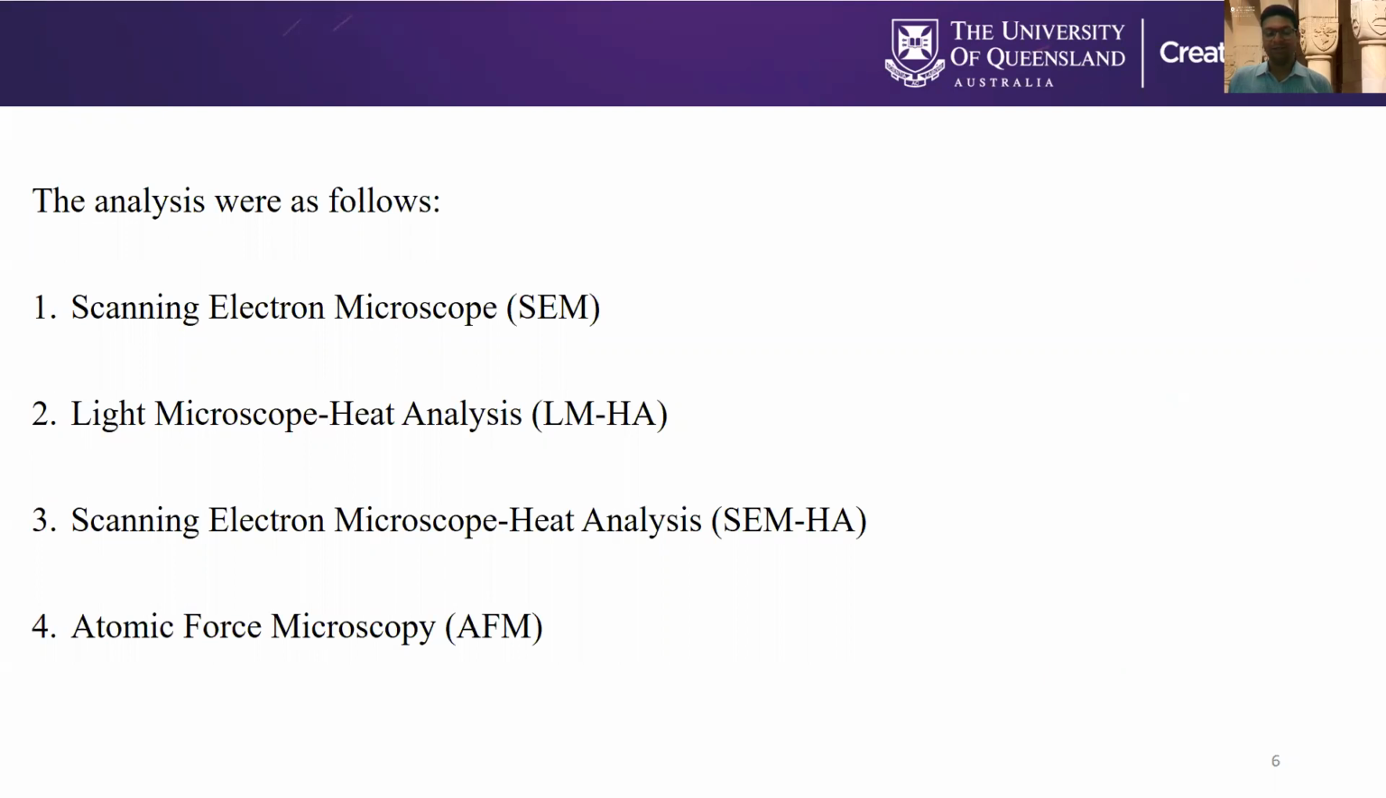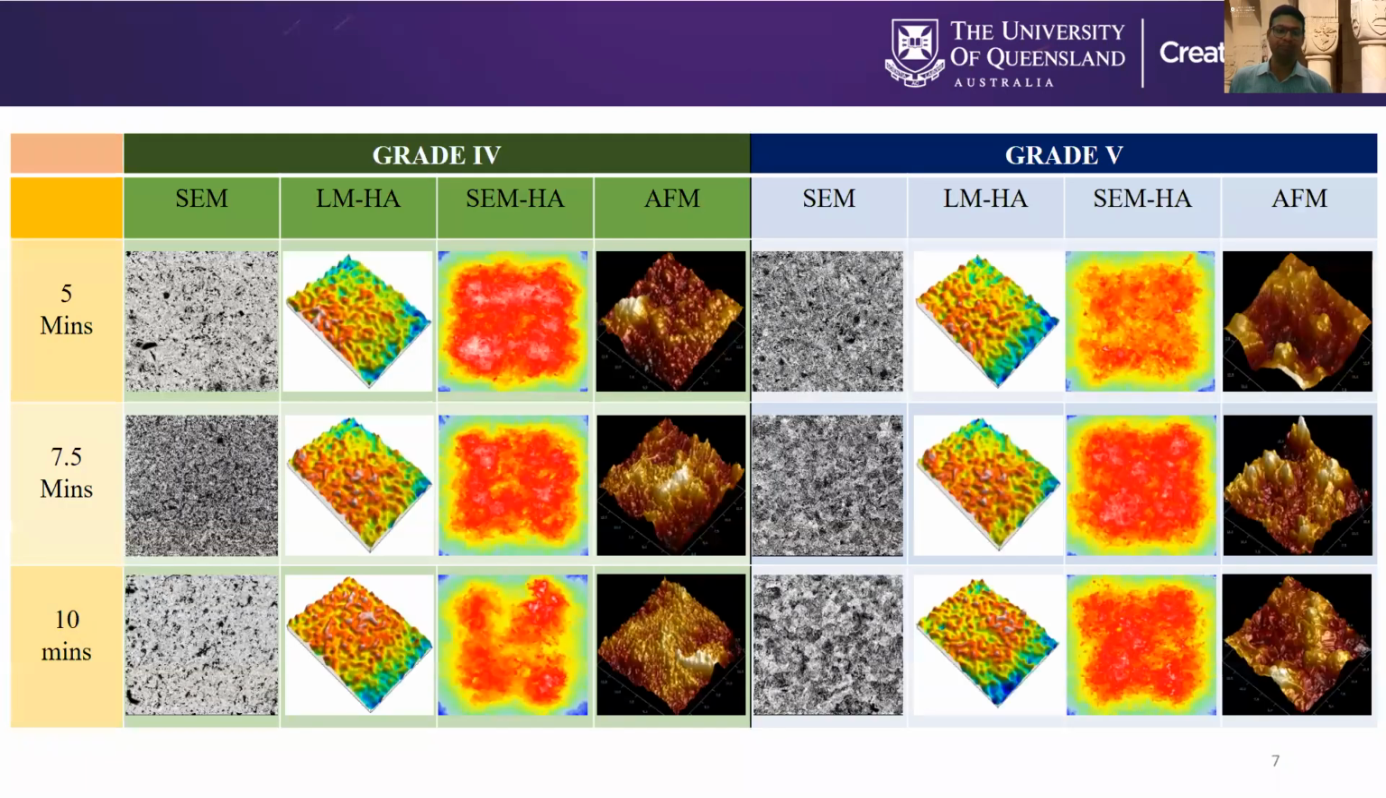After this, the analysis of the surface is carried out, where the surface roughness is analyzed. The surface analysis is done using scanning electron microscopy, light microscopy with heat analysis, scanning electron microscopy with heat analysis, and atomic force microscopy. As we can see, at 5 minutes, the SEM shows a grayscale image. And as we progress to 10 minutes, the darker grains on the surface decrease.